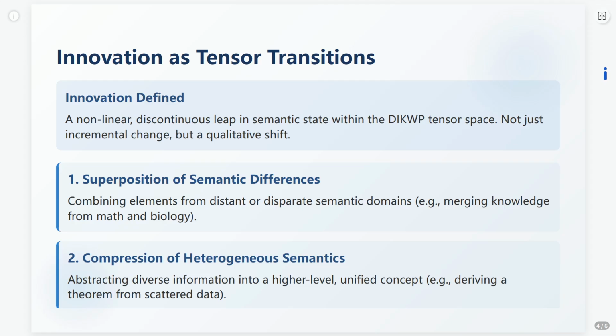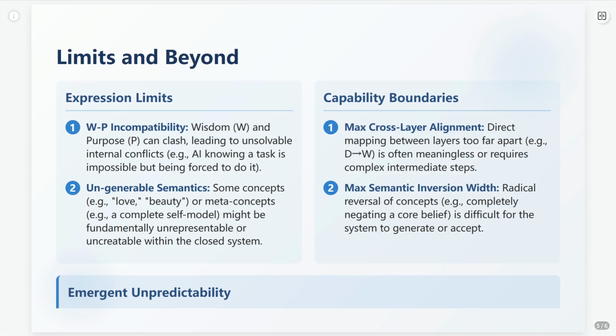Mathematically, we can think of this as a regular transformation T, getting a little kick from an anomaly delta T. That delta T represents those weird, non-standard connections firing up, leading to something genuinely new within the system's boundaries. But even with these leaps, there are limits. This closed system has its breaking points.